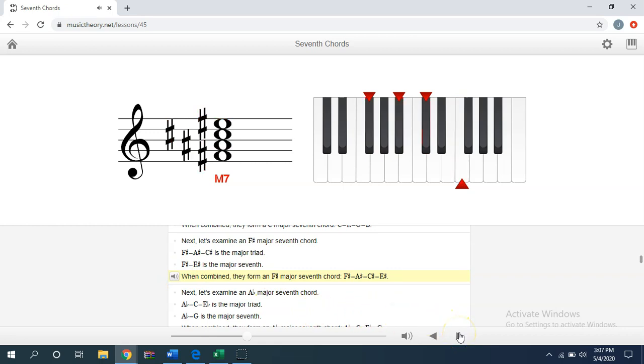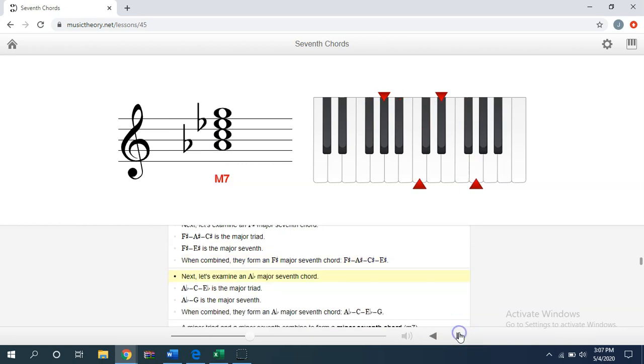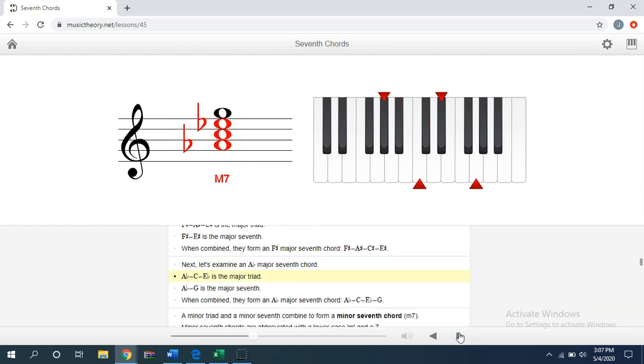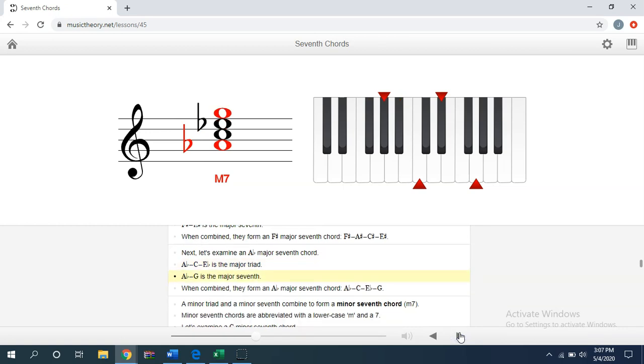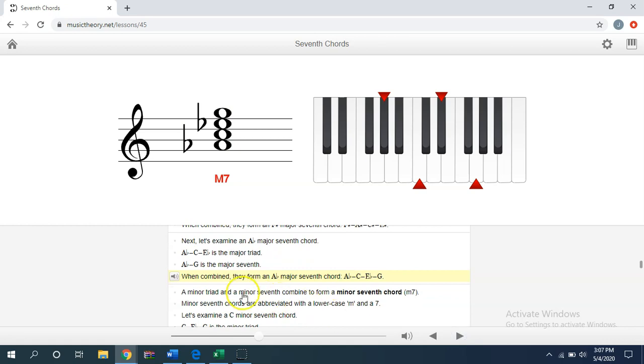Right, there's some tension there. There's a little bit of wondering resolution-wise where we're going to go. And lastly, let's look at A flat, C, E flat, A flat with a G on top. So we have A flat, C, E flat, G. This is our A flat major 7th chord.